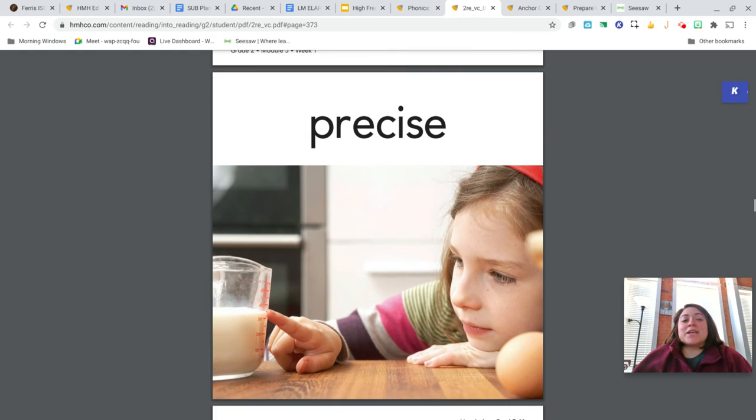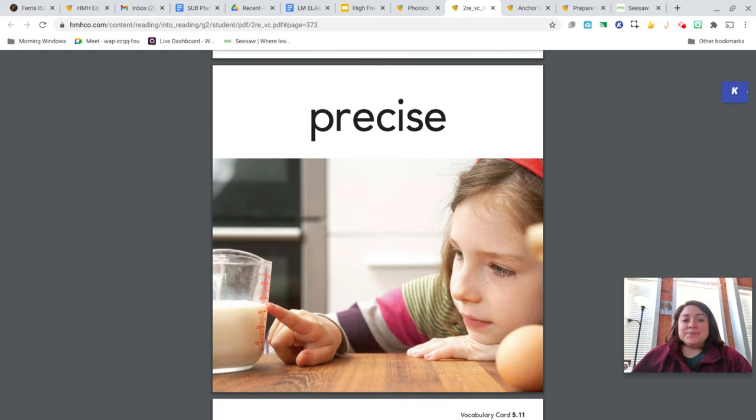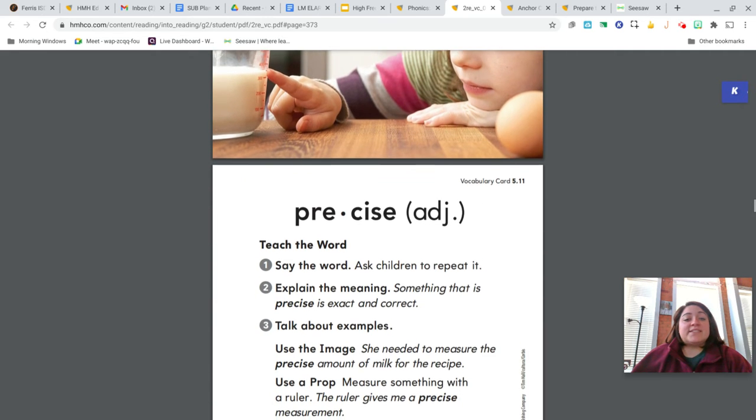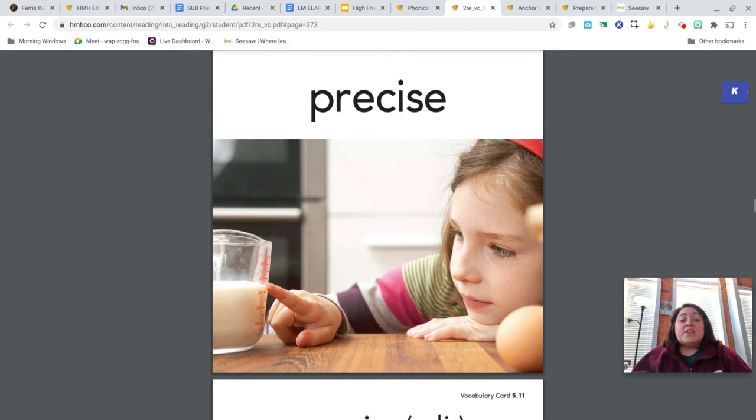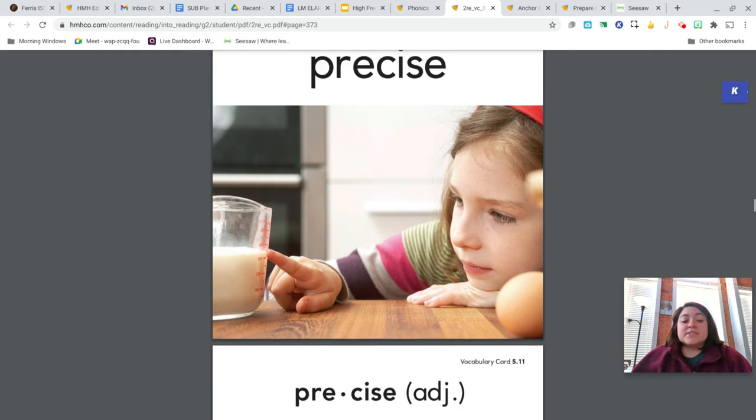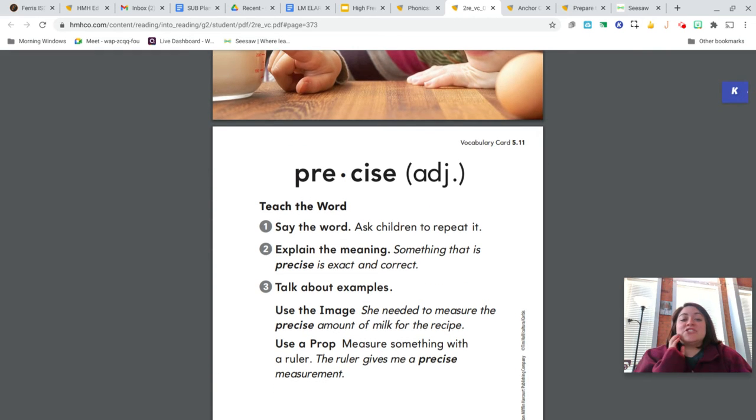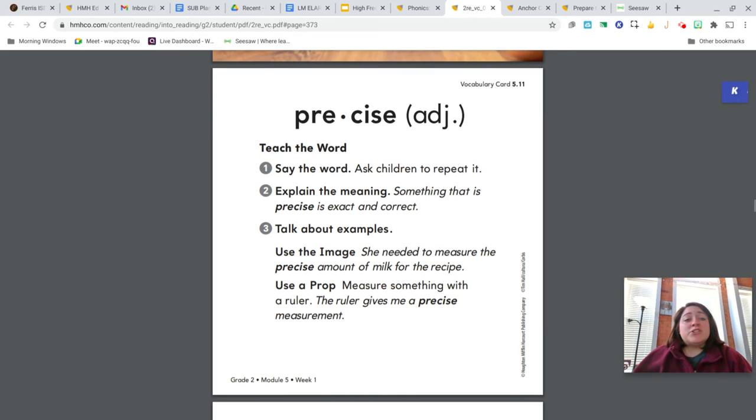All right, everybody repeat after me. Precise. Precise is an adjective. Something that is precise is exact and correct. For instance, this little girl has to get the exact and precise measurement for baking a cake because that's very important when you're baking. She needed to measure the precise amount of milk for the recipe. Especially when you use a certain tool in math, a ruler, the ruler gives me a precise measurement.